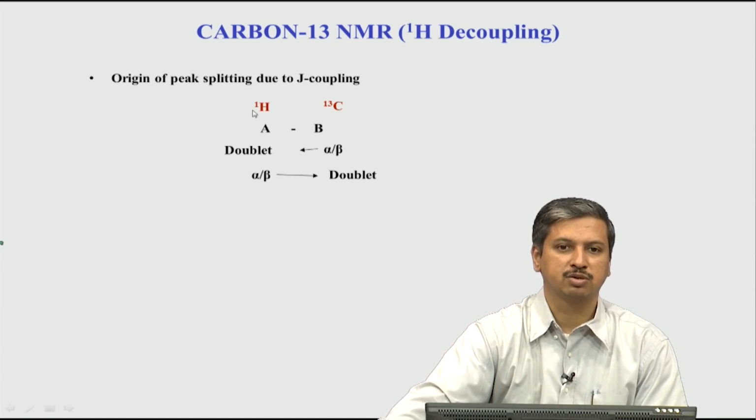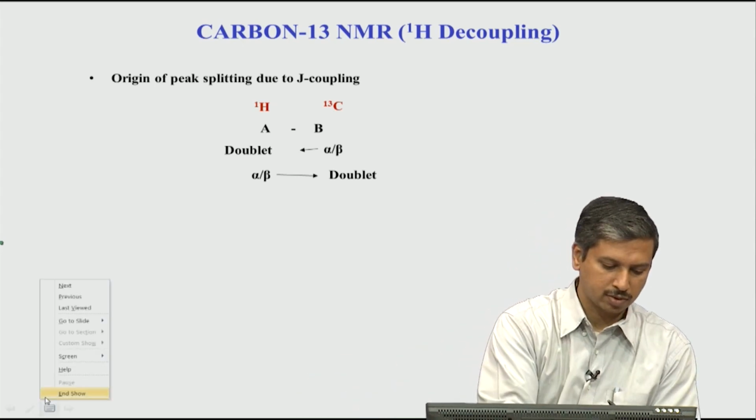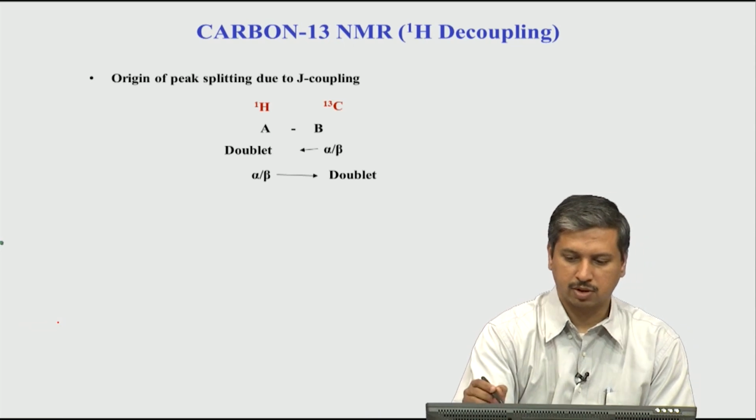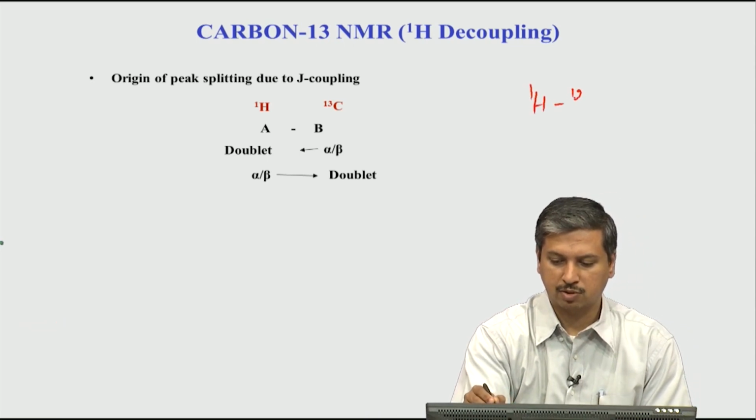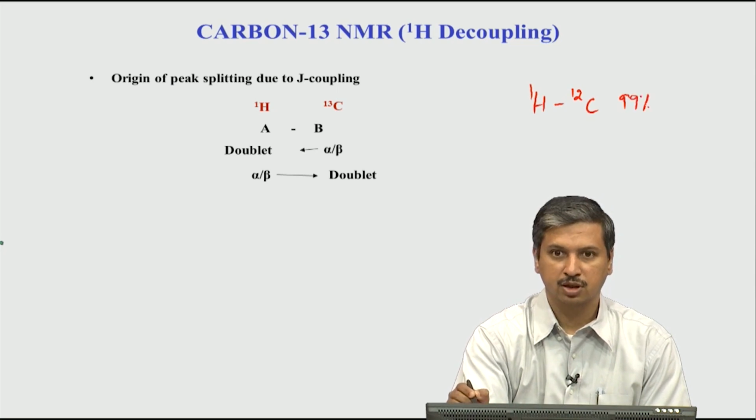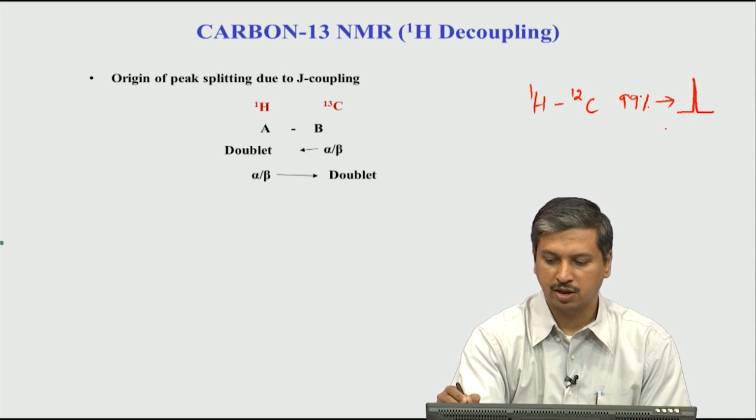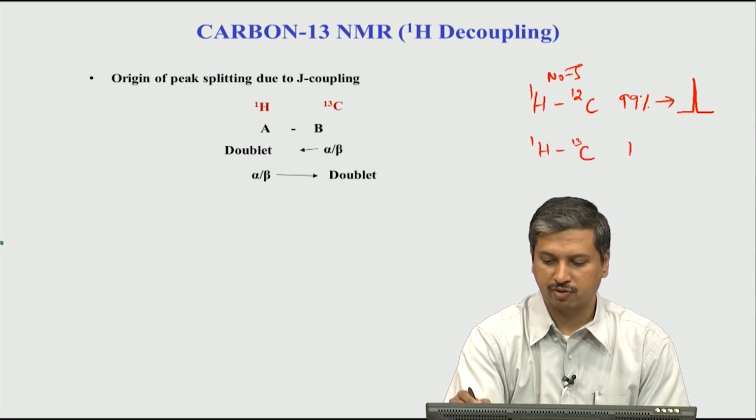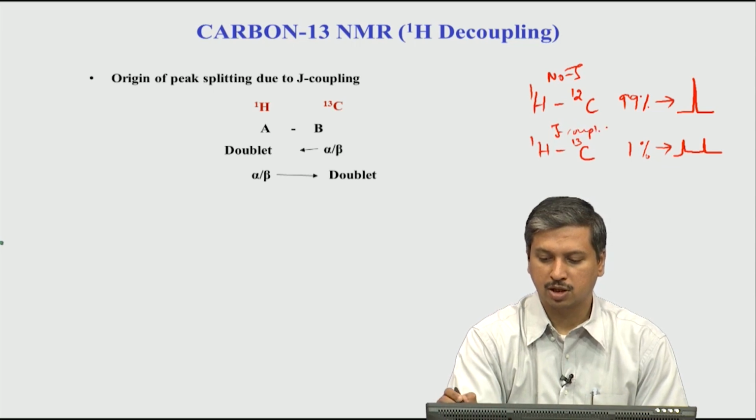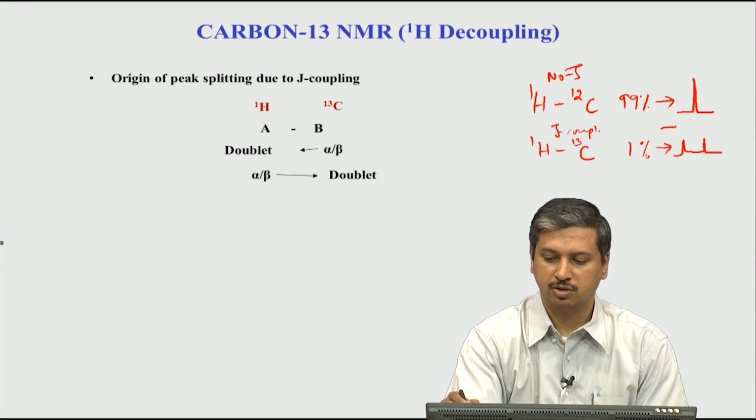But what happens most of the time is this hydrogen is attached to C12, because remember, according to the natural abundance, it is 99%. So, we can look at it like this. A proton is attached to C12 99% of the time. Therefore, it will give a singlet. Why? There is no J coupling here. But for 1% of the molecules, this proton is attached to C13. So, this will be a doublet because of J coupling. That means in any given sample both of these are present.